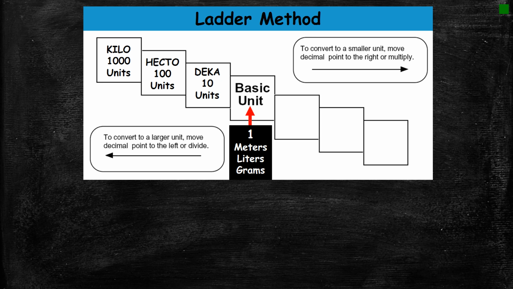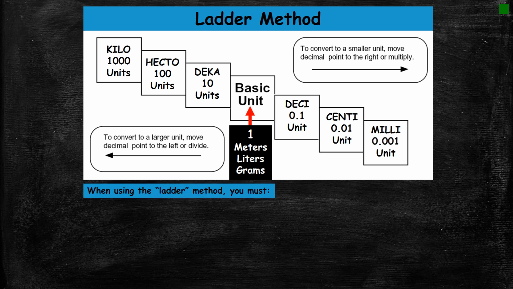Now the smaller end of the ladder method, deci, which is 0.1 units, or we call it a tenth of a unit. Centi, 0.01 units, or what we should be calling it, a hundredth of a unit. And milli, 0.001 units, or a thousandth.